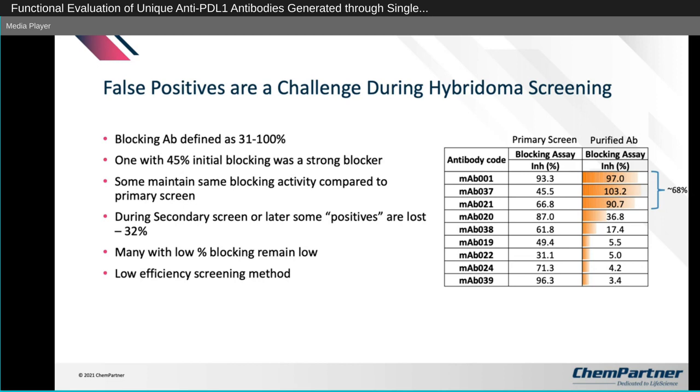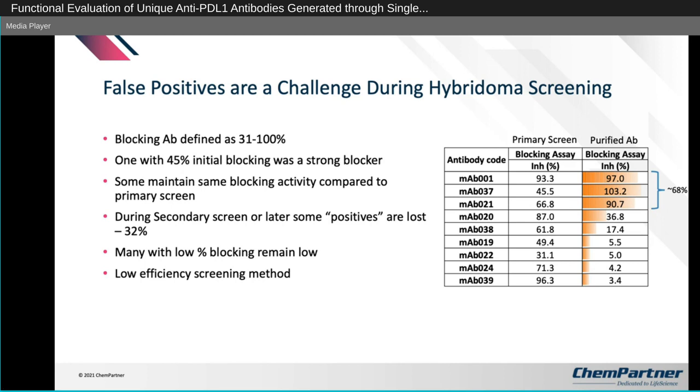As you can see from the table, some of the clones which were considered blockers during the primary screen did not maintain the same blocking activity when they were purified. So basically, during the secondary screen, once they were purified, the activity was lost. In general, 32% of the clones actually lost this activity.